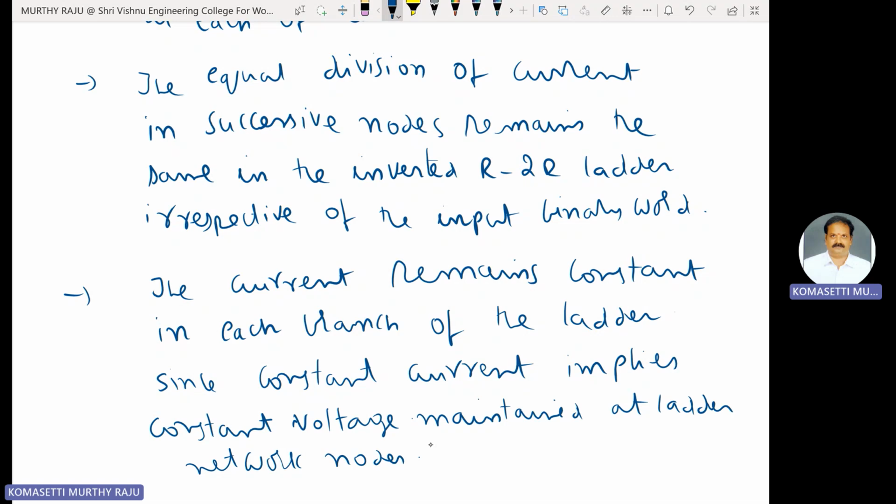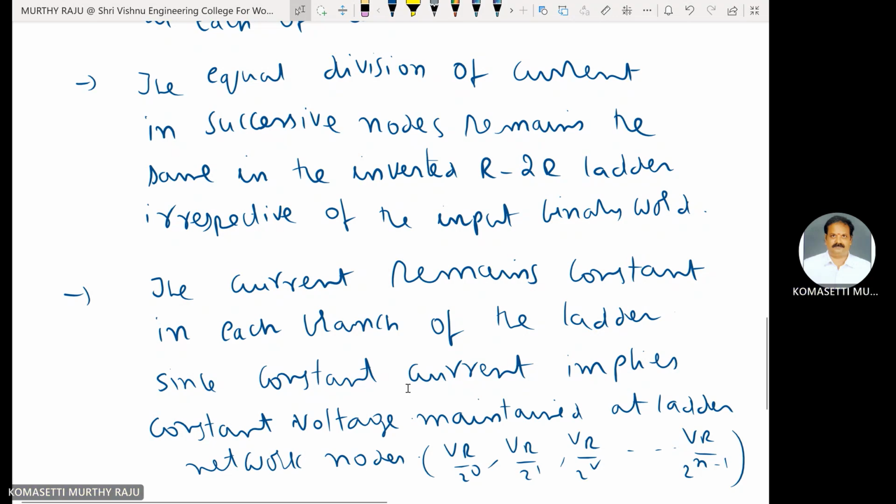Ladder network nodes. That means VR by 2 power 0, VR by 2 power 1, VR by 2 square, and so on and so forth, up to VR by 2 power n. These node voltages are fixed. Therefore, the current flow through the 2R branches is also fixed.